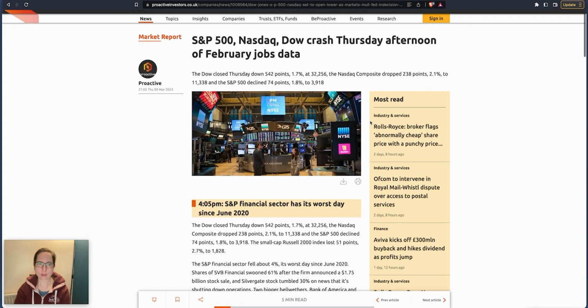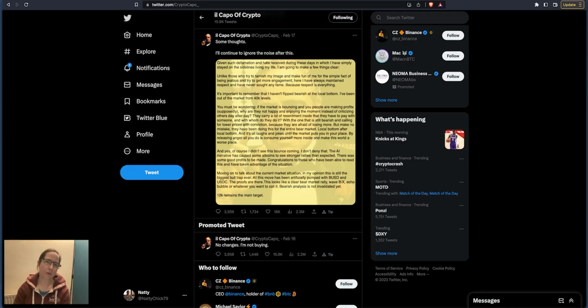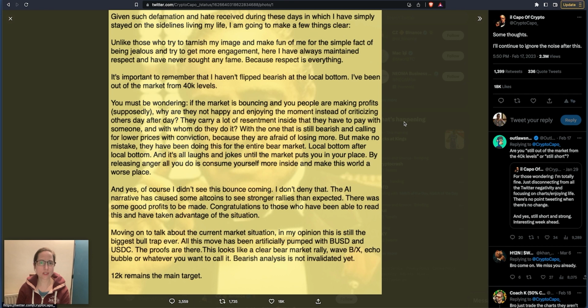So it doesn't look particularly favourable, does it? Everyone knows El Capo. Do we know El Capo? I follow him. And he hasn't retweeted since the 17th of February, but he tweeted this testimony. I'll get it up a bit higher for you. Given such defamation hate received during these days in which I've simply stayed on the sidelines, that's fine.